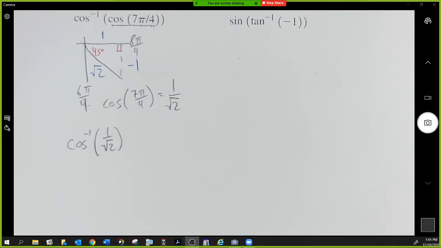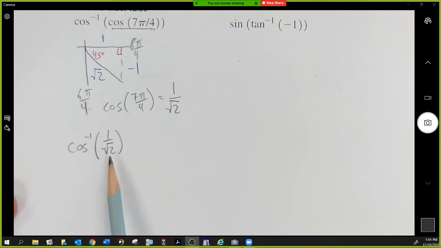And this is where you go, okay, where's cosine inverse allowed to return values? It's only allowed to return values in quadrant 1 and quadrant 2. The fact that the argument is positive forces me into quadrant 1.